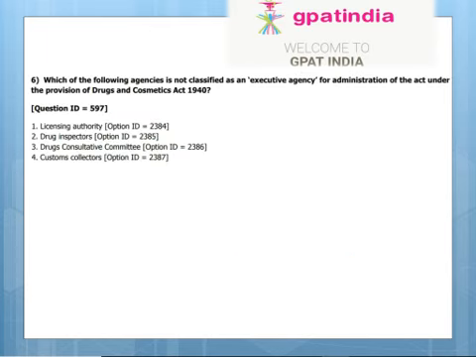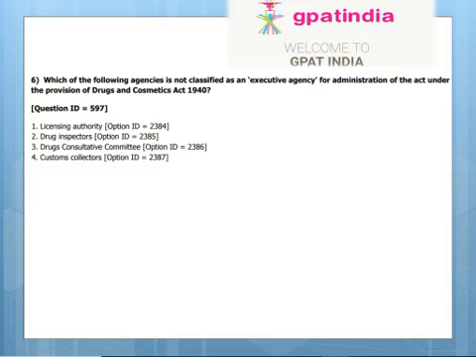Now question 6. Which of the following agencies is not classified as an executive agency for administration of the Act under the provisions of the Drug and Cosmetic Act? So first look at the words executive agency. What is the meaning of executive agencies? Executive agencies are law and enforcement agencies.